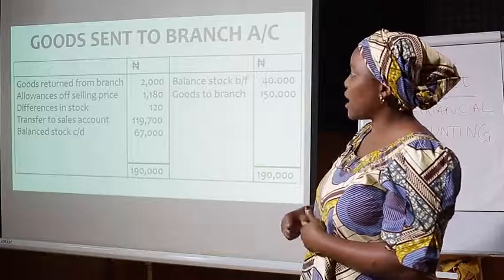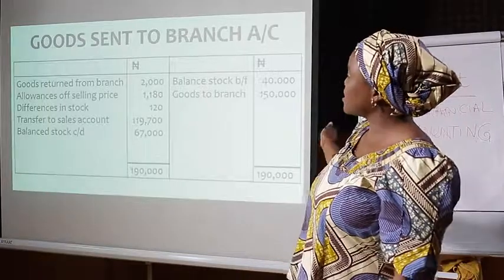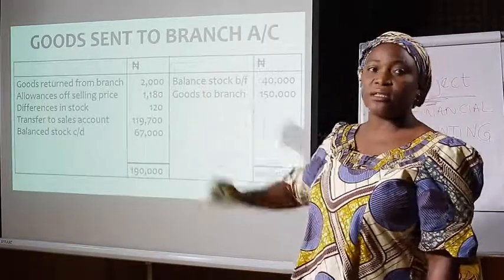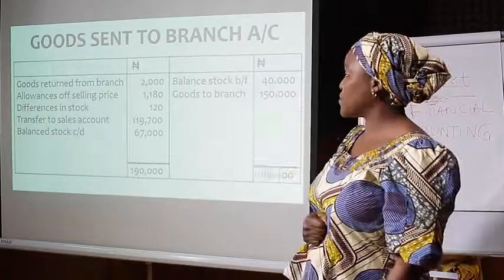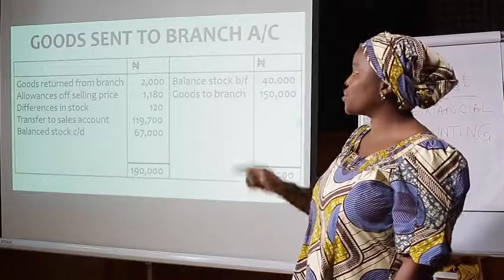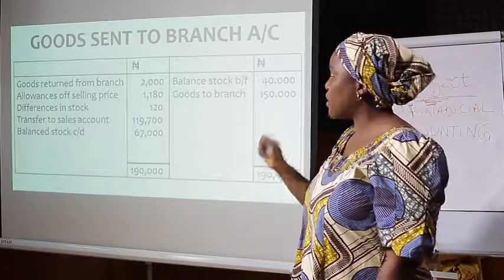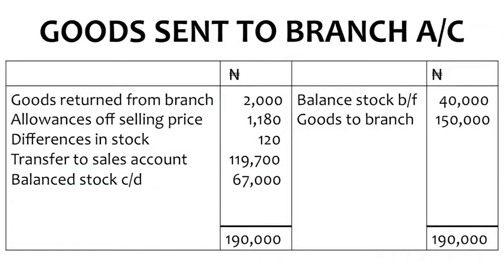If you look at this account, you can see that the credit side is greater than the debit side. So we have a difference which should be transferred to the sales account. And our difference is 19,700. This is our difference. If you calculate all, you have to have a complete figure of 190,000.